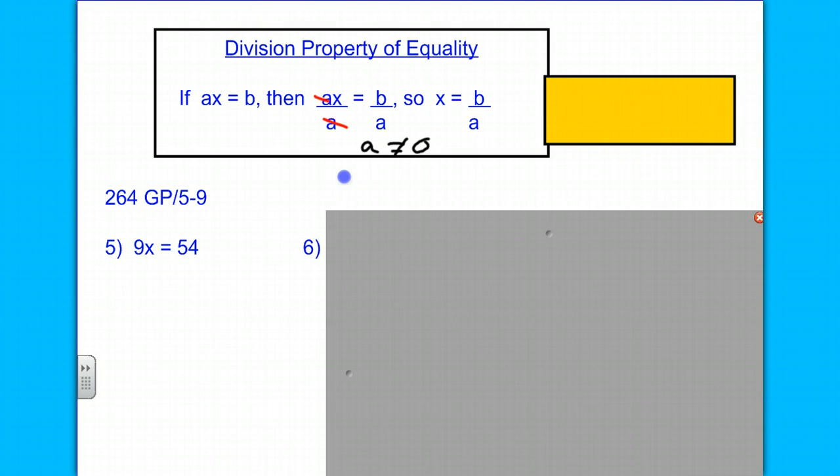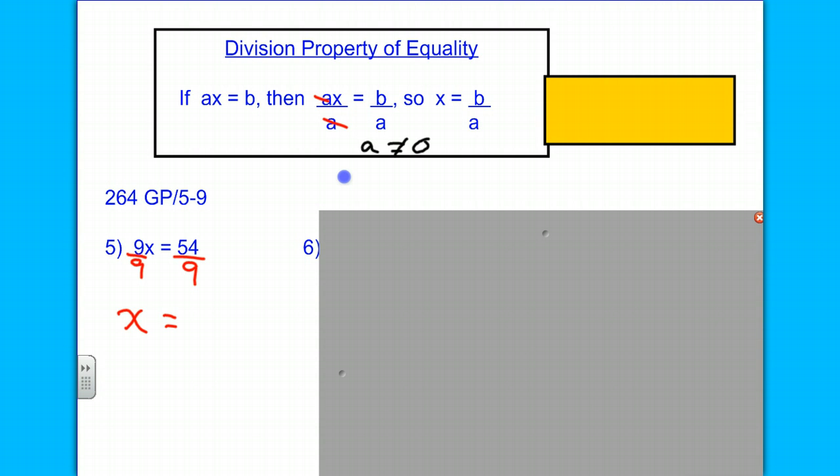Okay. 9x equals 54. So of course a fifth grader, third grader could tell me the answer to this, but a third grader doesn't know how to transform equations. So what are we going to do to both sides, Cami? You're going to divide both sides by 9. That's the operation. Good. And you end up with 6.